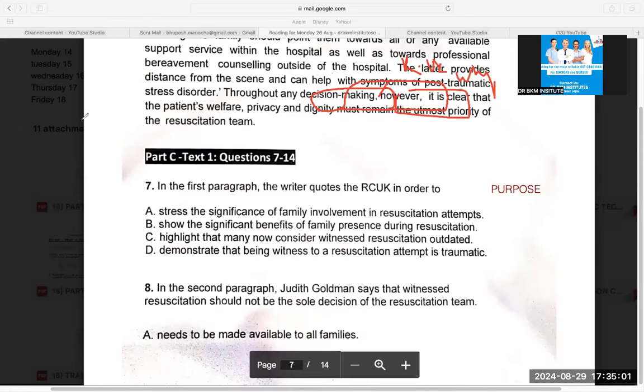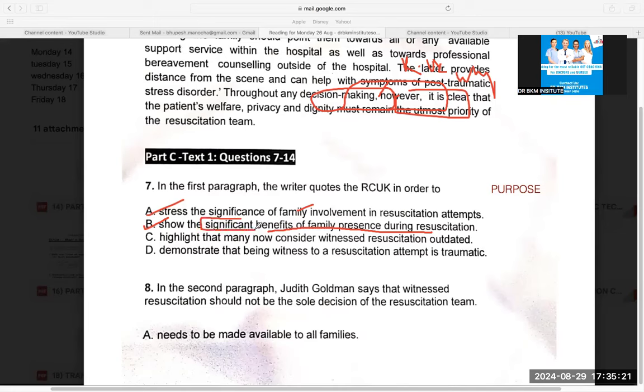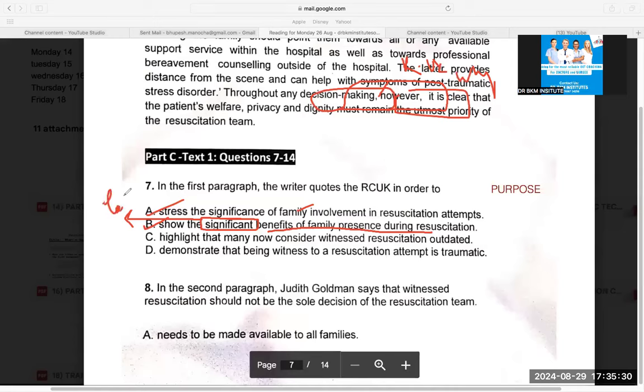So why are they talking about resuscitation? So that they can stress that family should be involved, because that is what RCUK said, that family should be present. Show the significant benefits of family presence. This can also be right. But again, they have talked about the benefits, but maybe they have not talked about the significant benefits. So this is an adverb. Significant means marked. Marked means a lot of benefits. So anything like this is an adverb, which increases the intensity of a sentence. Shows the significant benefits of family presence, but I think significant benefits is not given.